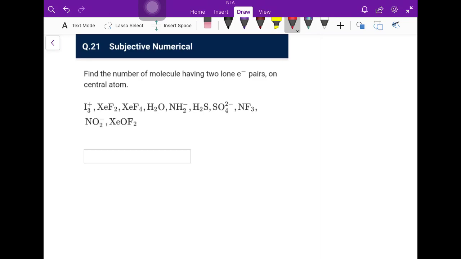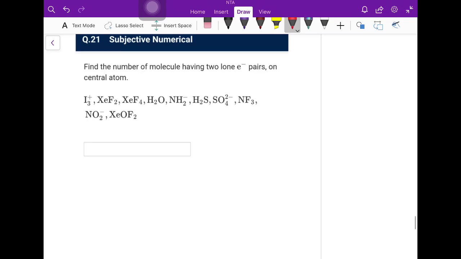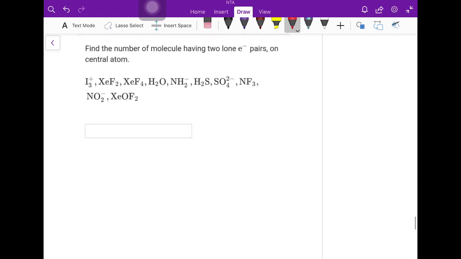Find the number of molecules having 2 lone pairs on the central atom. So you need to make the Lewis structures really fast. Iodine, when connected with iodine with a single bond, these iodine will not have any formal charge, so we need a formal charge and we'll give it to the central iodine. So 1 electron, 2 electron, 3, 4, 5, 6, and therefore iodine has a formal charge of +1 and it has 2 electron pairs. So this is a correct option we get.